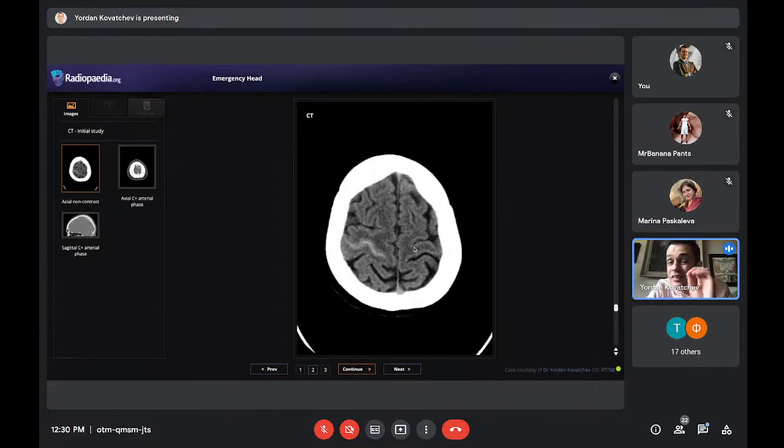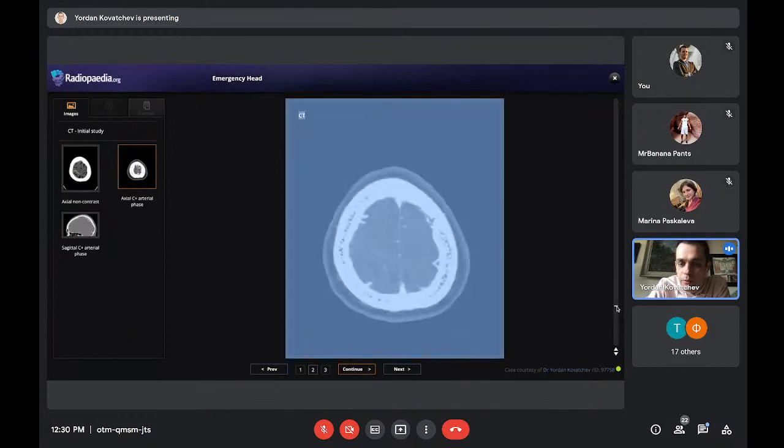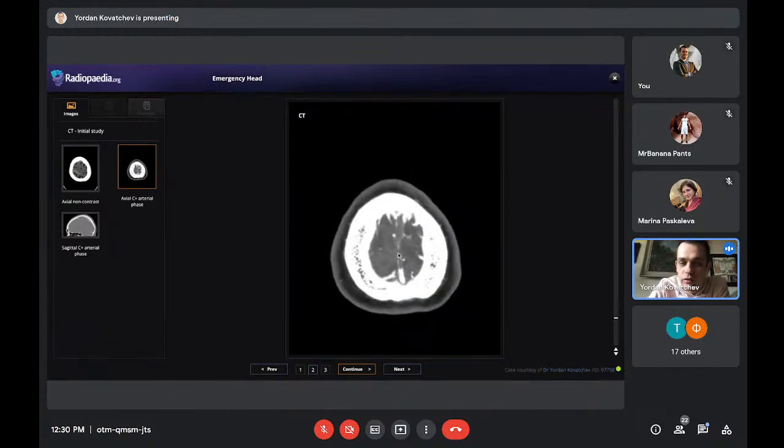So this means that there is some sort of vasogenic edema. It's very discrete, very discrete. And we do CT angio, and this is the point where I show you what a CT angio looks like.